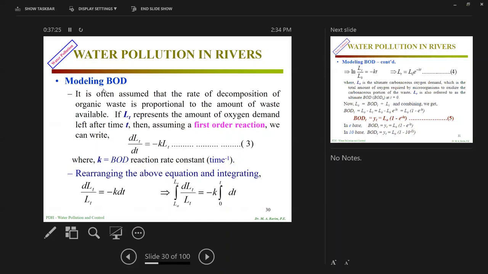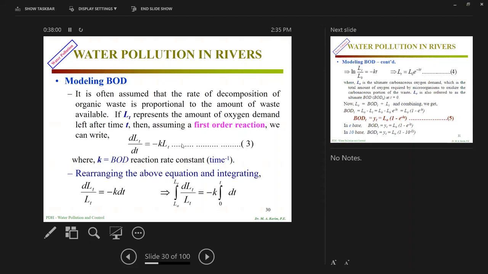Most of you probably know there are first order, zero order, and second order kinetics. In this case, first order kinetics means the rate of change with time is proportional to the first power. In almost every case, BOD follows first order kinetics. So if you follow that, then the amount of oxygen demand that is left, dLt/dt, is equal to negative K Lt.